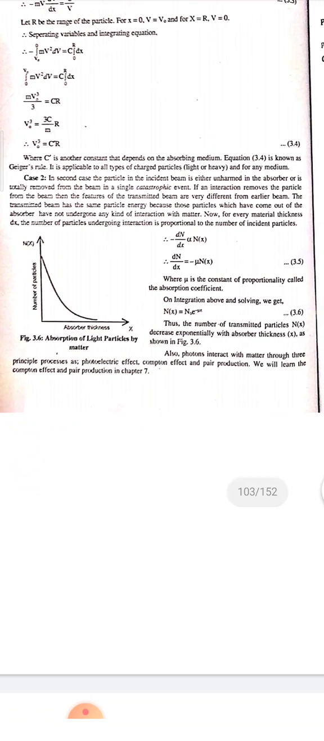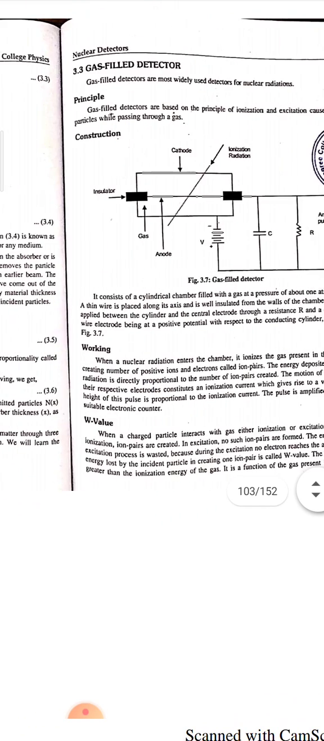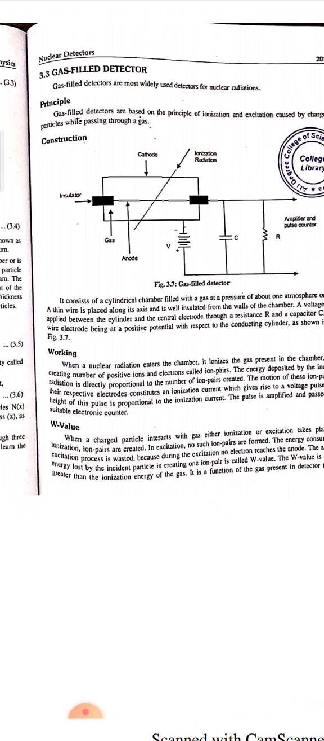We are not going into the detailed part of this. Now we will see the gas filled detector. Gas filled detectors are the most widely used detectors for nuclear radiation, and that may cover the MCQ.